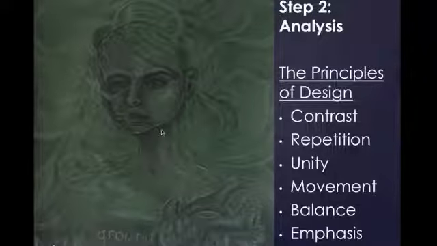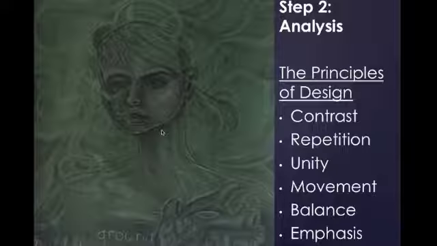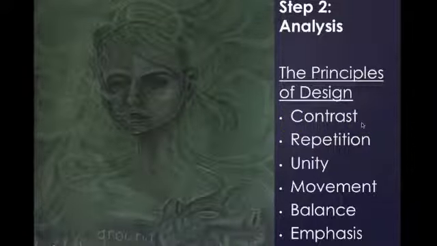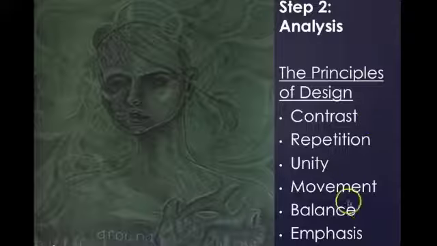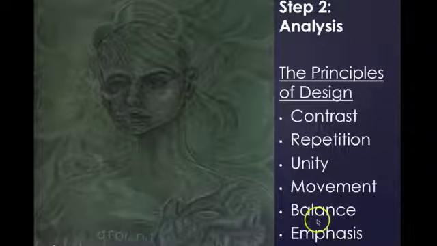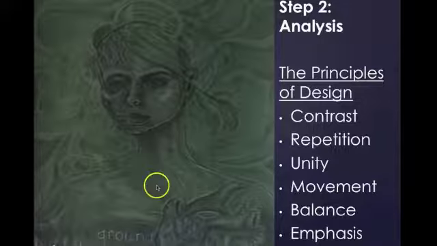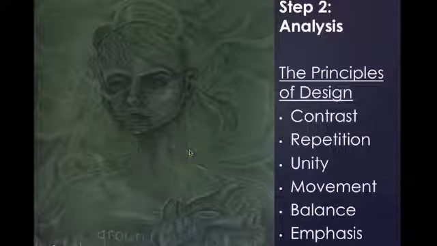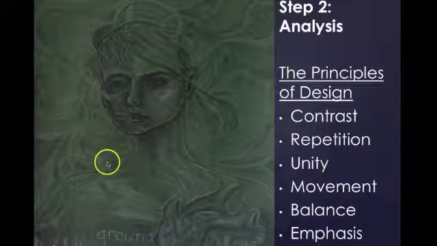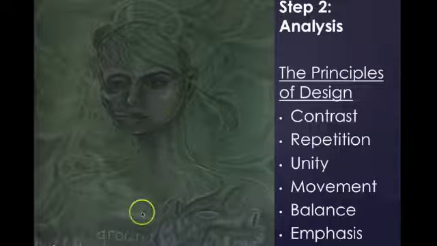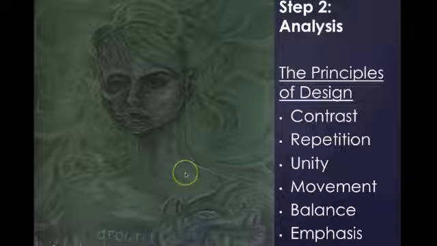Now step 2 is analysis. You're going to examine the relationships between the elements of art by referring to the principles of design, which are contrast, repetition, unity, movement, balance, and emphasis. Ask yourself these questions when completing the analysis. How does the artist visually organize the composition? The composition is engaging, with the figure taking almost the whole of the composition and looking straight at the viewer.